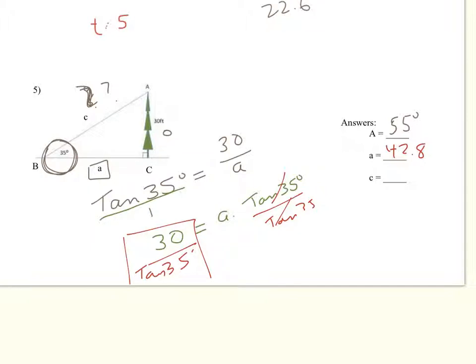And then we could find c in a similar fashion, but notice now we have both of the legs of a right triangle, so we could employ the Pythagorean theorem. 30 squared plus 42.8 squared must equal c squared. And I'll leave the calculation there to you. I came up with a value of 52.3, so you can check that out for yourself. And that's how you do these first couple of problems.